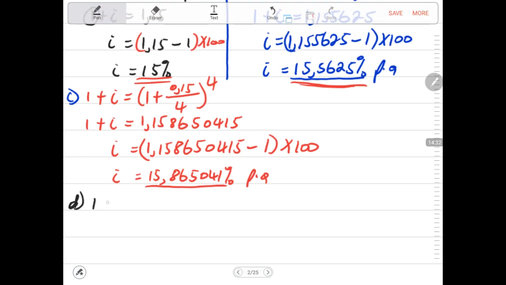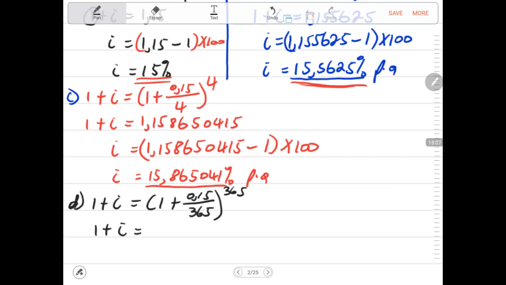Then we have 1 plus I equals 1 plus 0.15 divided by 365 days in a year, or 365 compounds in a year, to the power of 365 compounds in a year. Remember, in this case, guys, we are assuming 1 year. We are not calculating for an investment for 10 years. We are assuming 1 year. That is the formula. So now we say 1 plus I equals.